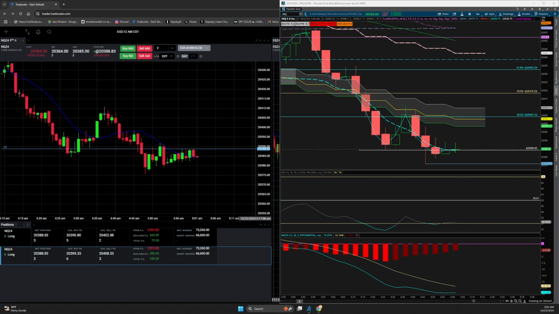So we have 3 contracts, which is $60 a point. And if we only want to make 600, we have to take 600 divided by 60, because that's $20 a point. So we need 10 points, obviously, pretty easy math. So 10 points from average, which means our out for this one would be 98.